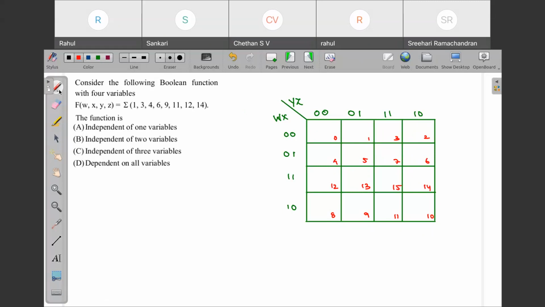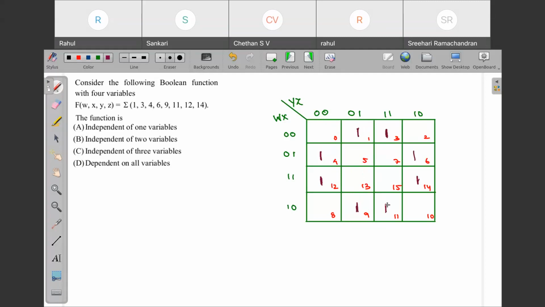So what is given? Consider the following Boolean function with 4 variables. These are basically min-term numbers given. The function is independent of one variable, two variable, three variable, or all variable. So this you can directly cancel out. Why? Because if it is dependent on all variable, I thought this is independent on all variable. So look, min-term numbers given are 1, 3, 4, 6, 9, 11, 12, 14. So these are your min-terms.